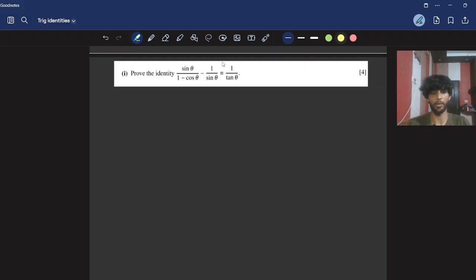So I'm just going to write down my problem over here. It's basically sine theta over 1 minus cosine theta, minus 1 over sine theta. And right now, there's nothing I can do. There's no identity I can apply. There's nothing I could do at this stage.